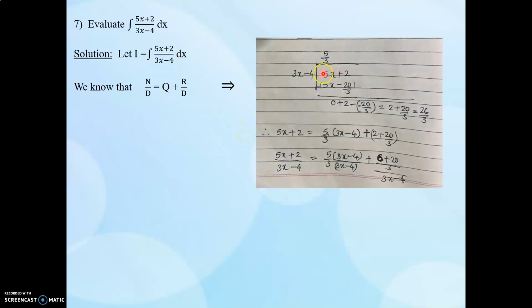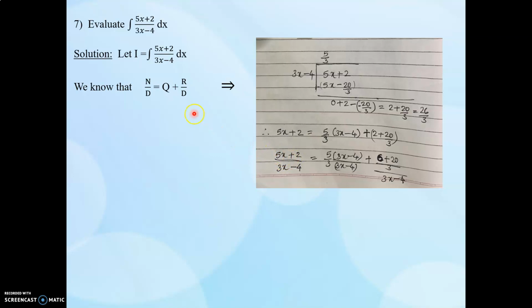Here the dividend is 5x plus 2 and divisor is 3x minus 4. So I'm dividing this using this formula. 5 upon 3 is the term. If I'm multiplying that, you will get 5x. So 5 upon 3 into this is my 5x and minus 5 fours are 20 upon 3. Now after subtraction, we are getting 2 plus 20 upon 3, that is 26 upon 3. Therefore, this numerator 5x plus 2 can be written as 5 upon 3 into 3x minus 4 plus 26 upon 3, that is the remainder.